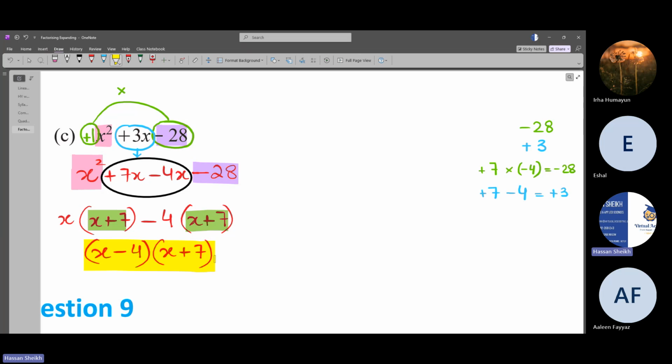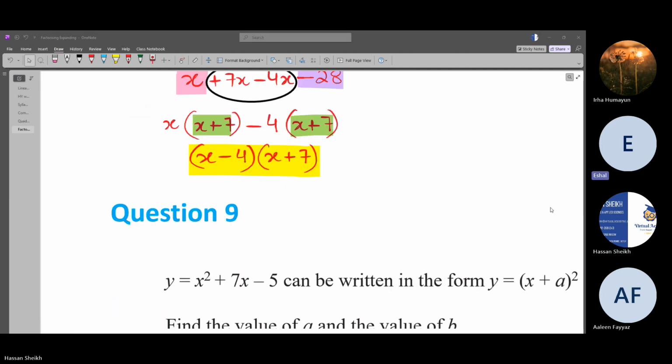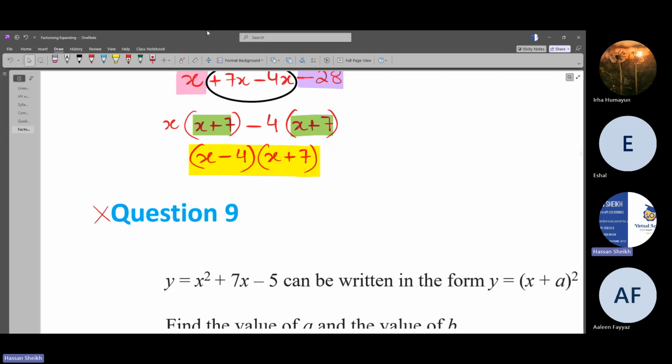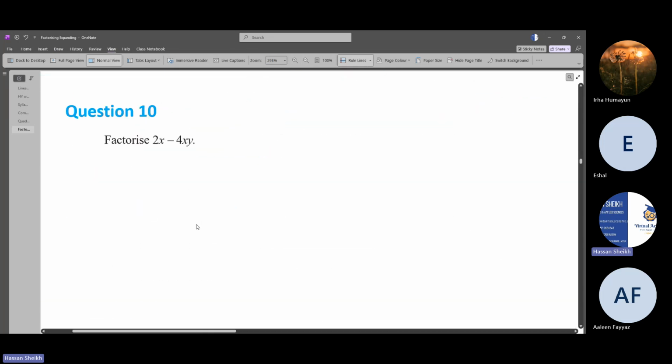Doubt, girls? No, sir. No doubt at all. Okay, now we are leaving this question number 9. We are not leaving it forever. We are leaving it because we haven't done the completing square method. We are only focusing on factorization. Let's solve a few more questions of factorization.